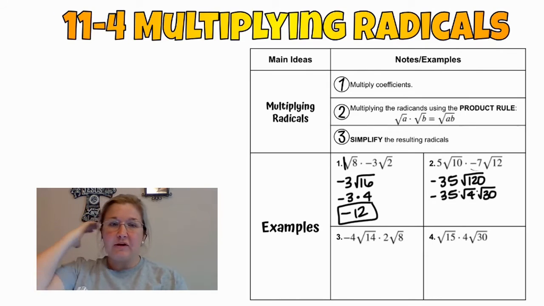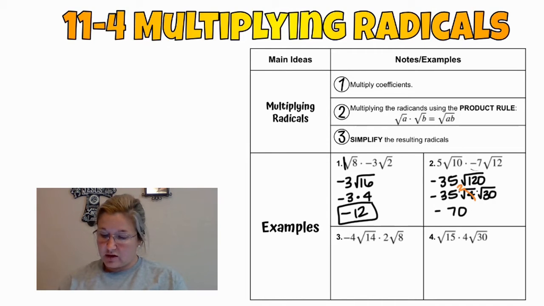Now, if there were a perfect square that could go into the 30, and there's not, then I could go ahead and simplify again. So the square root of 4 makes 2. Therefore I have negative 35 times 2, which is going to be negative 70 square root of 30. So that's kind of a big radicand. Normally we don't have a number that big, but it can happen.